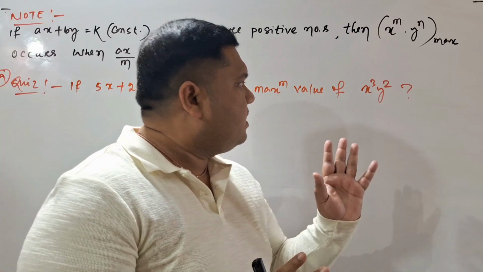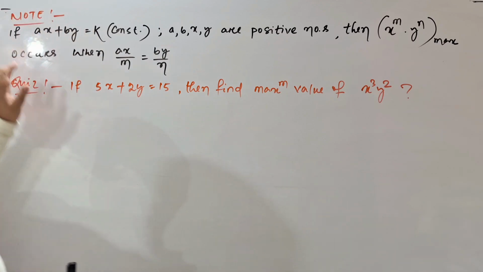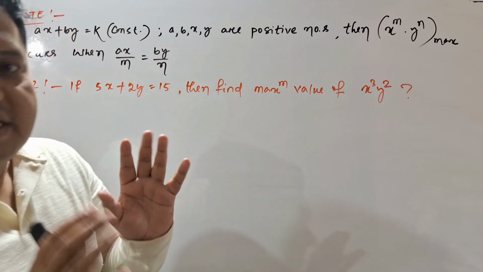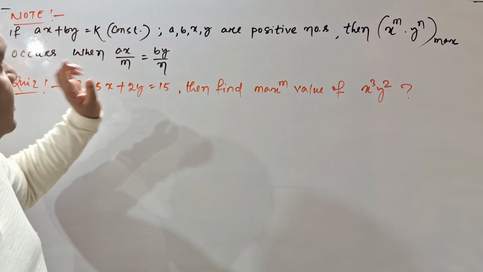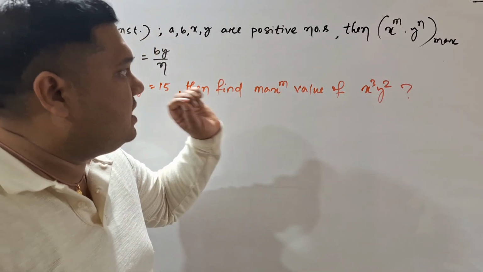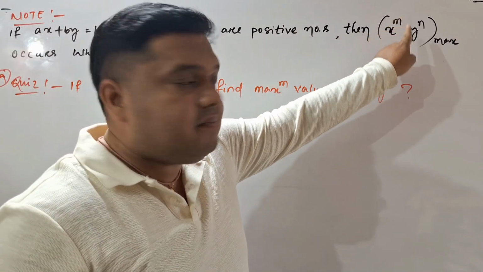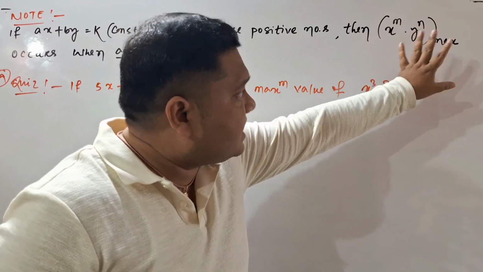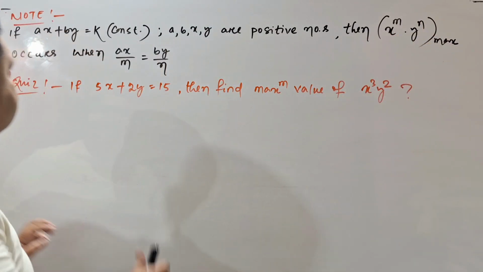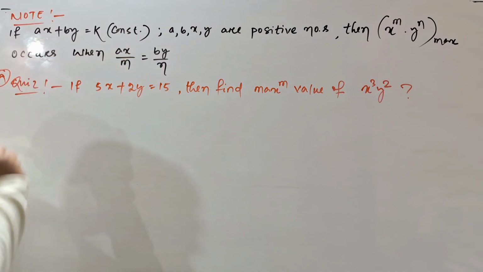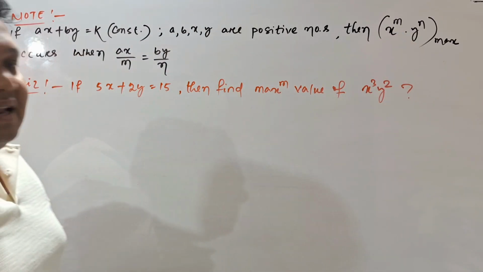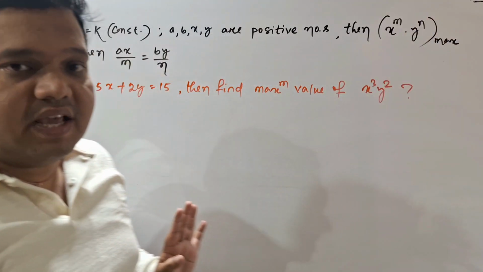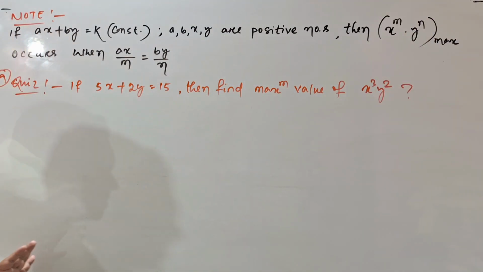Here another key point is, if ax plus by, the sum, is a constant, where a, b, x, y are positive, then x to the power m into y to the power n is maximum when ax divided by m is equal to by divided by n. So this is the condition you have to remember. Based on that, we have to solve this question.